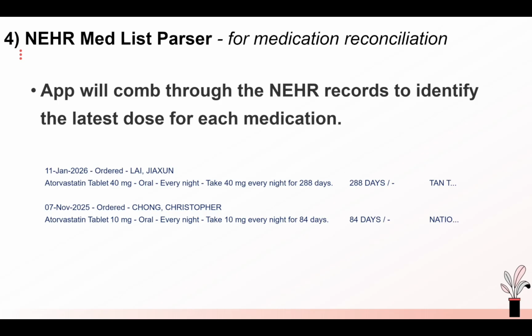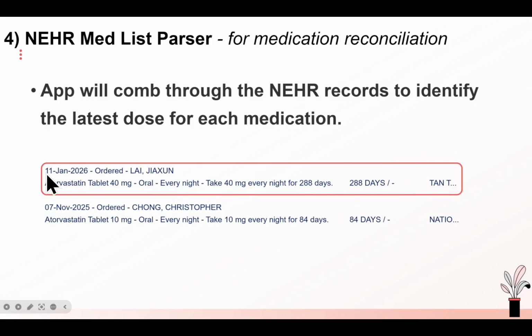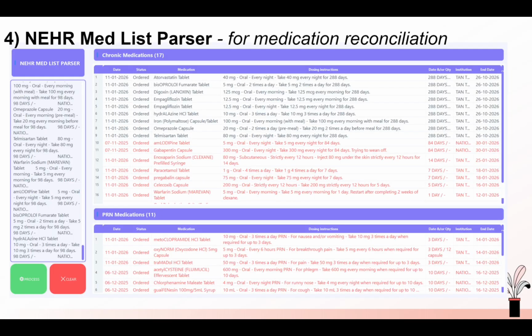dose for each medication. For example, in this case, we have atorvastatin 40 mg ON prescribed on 11 January 2026, as well as atorvastatin 10 mg ON prescribed on 7 November 2025. The app will select the latest dose, which is atorvastatin 40 mg ON on 11 Jan 2026, and display it for the user. This is how it will look like.